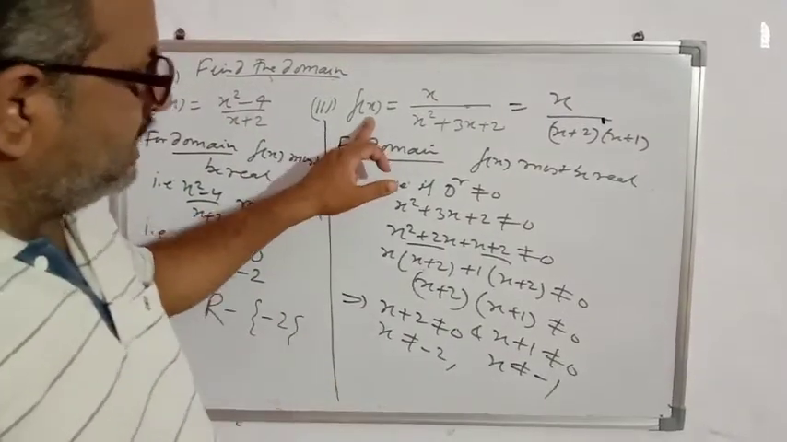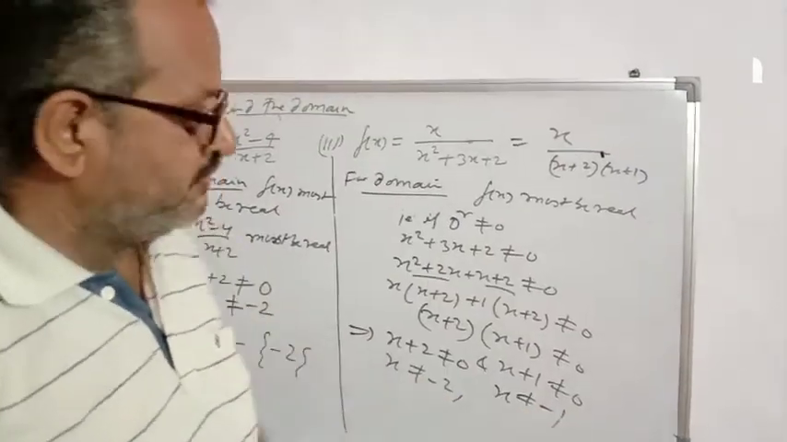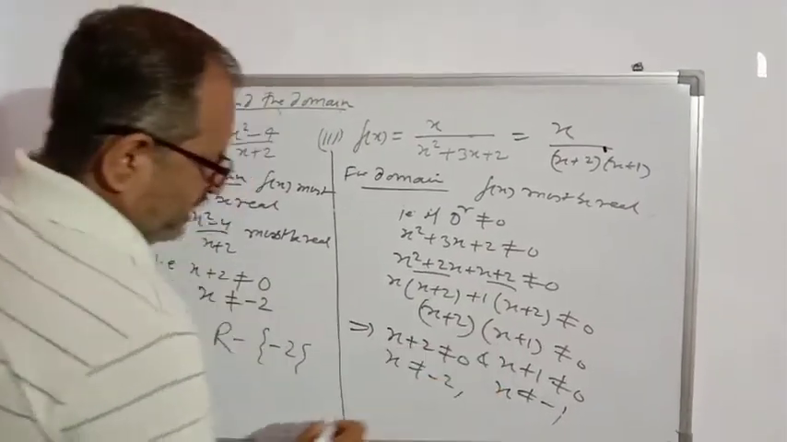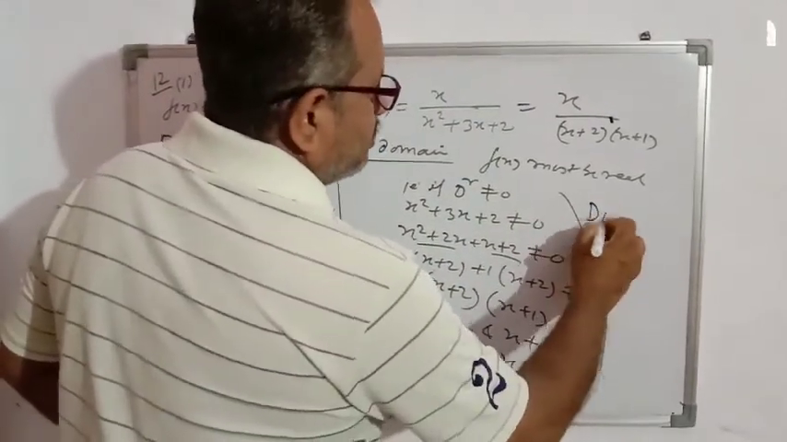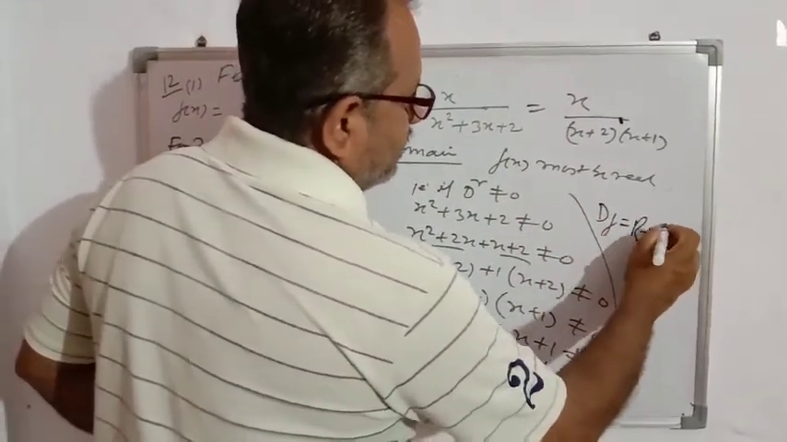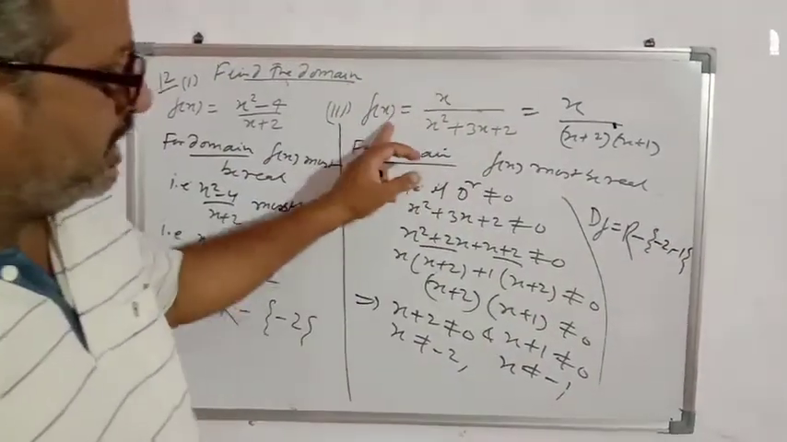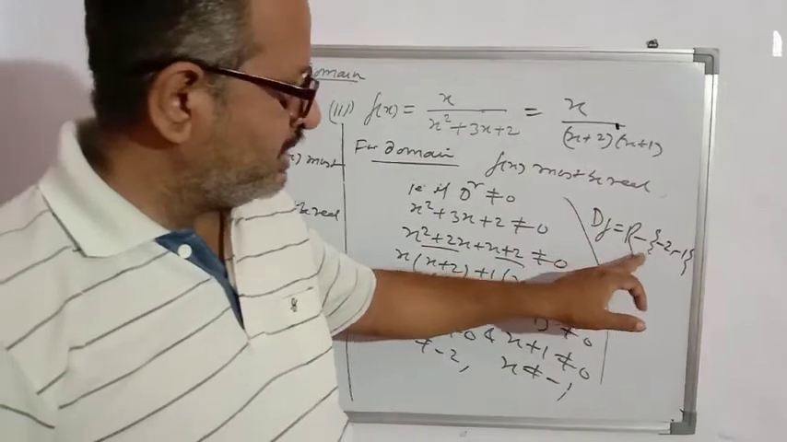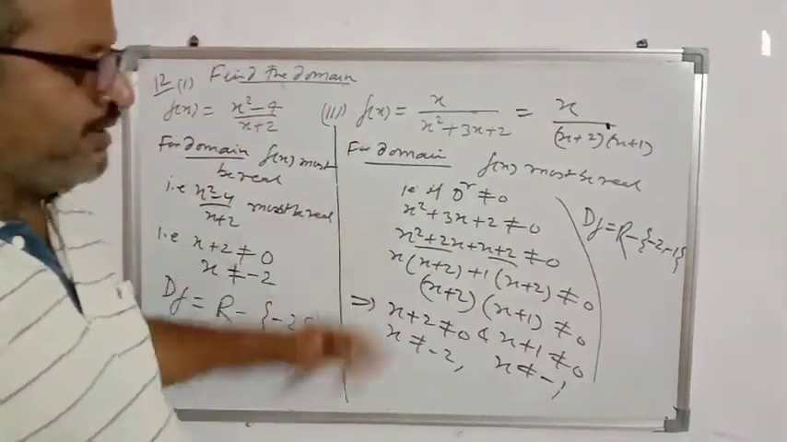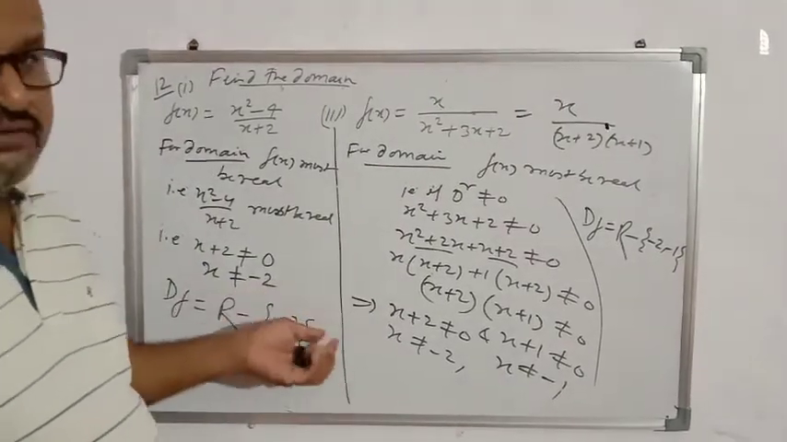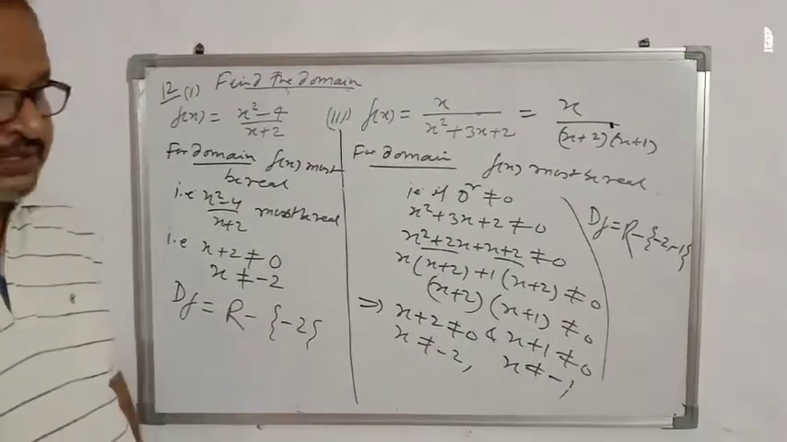So f(x) is real for all the real numbers except minus 2 and minus 1. So what will be the domain of the function? Domain will be all the real numbers except minus 2 and minus 1, except these two numbers. So in this way we can find the domain. Domain means for what values of x f(x) is real, means the function is defined.